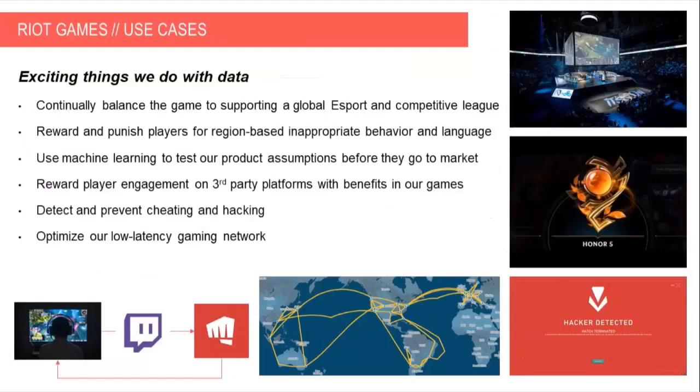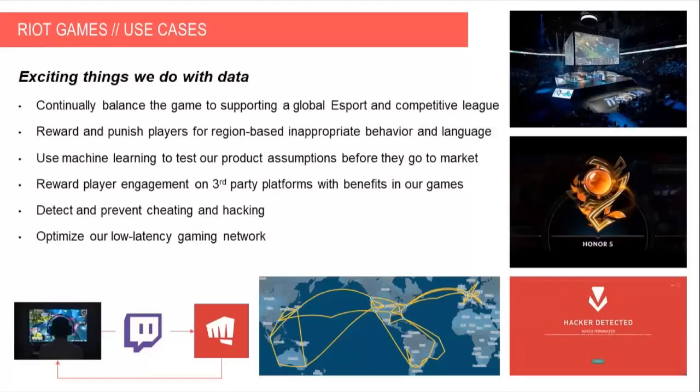In terms of some of the things that we do with data, one of the important things, as you might guess, is that we update the game so frequently, about every 2 weeks or so. We're constantly adding new characters, updating their abilities. It's important for us to make sure that the game remains competitive and fair and balanced, both for our regular game and for our esports competitions. We also want to make sure that sportsmanship is encouraged. So we do things like reward and punish players for different behaviors depending on the region they're playing in and the different languages that they're speaking.